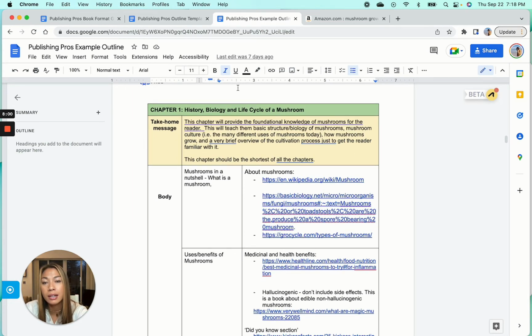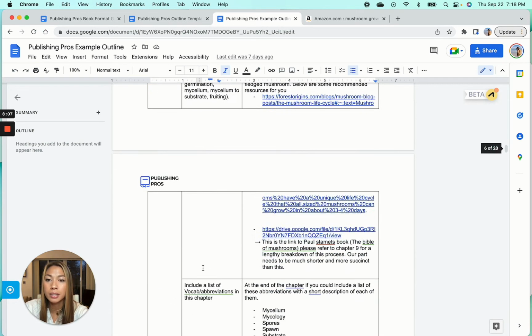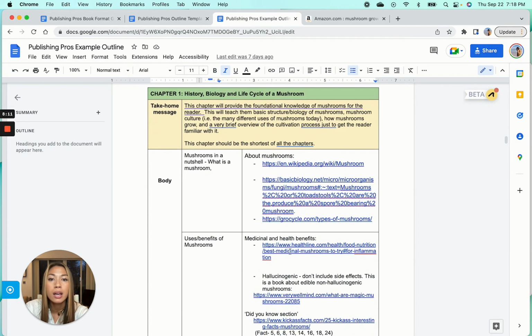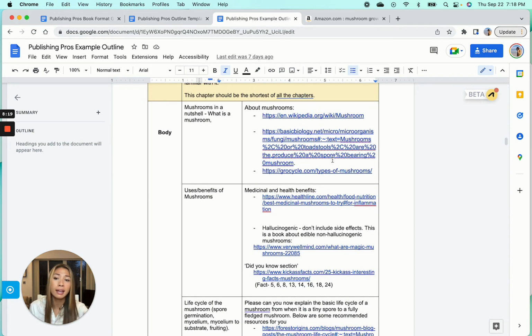So it's nice and concise about what the take-home message is, and then you also are going to include each of the individual topics that you want included. We've got mushrooms in a nutshell, so what is a mushroom? And then we've included some links over here, and to be honest, the resources that you provide don't necessarily matter too much. You can use pretty much any source on the internet.